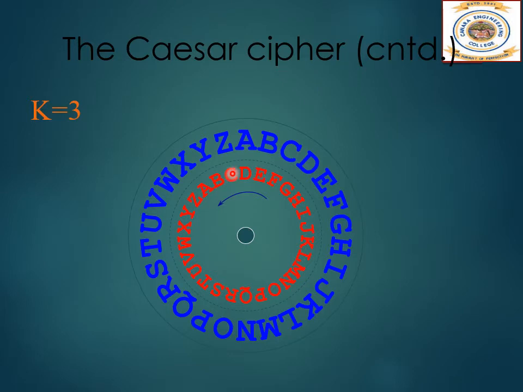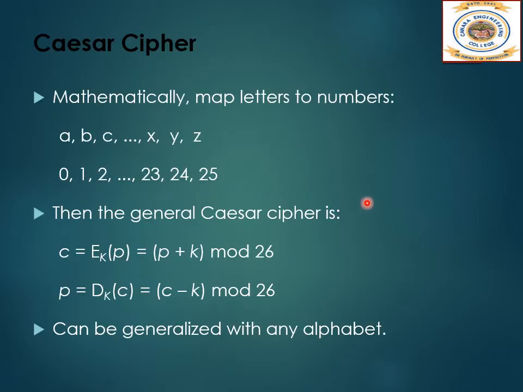Now, how exactly is this done? Let me take an example and explain it to you. Mathematically, we can map these letters to numbers. A is 0, B is 1, C is 2, and so on up to Z, which is 25. This is how the alphabets are mapped.